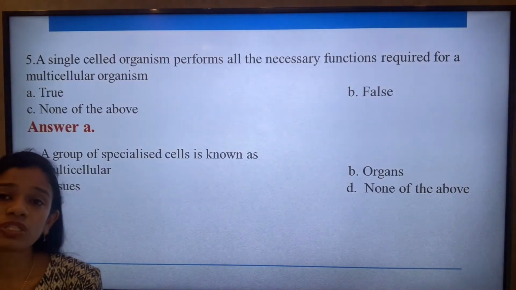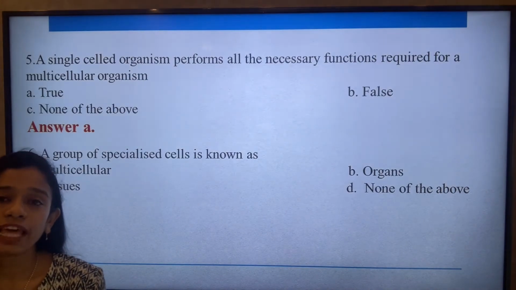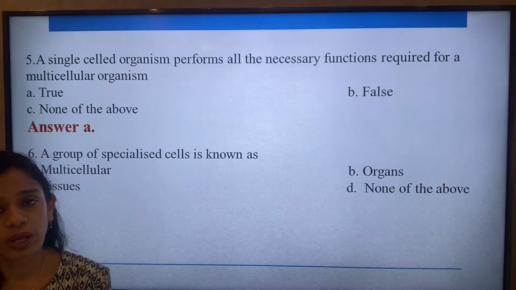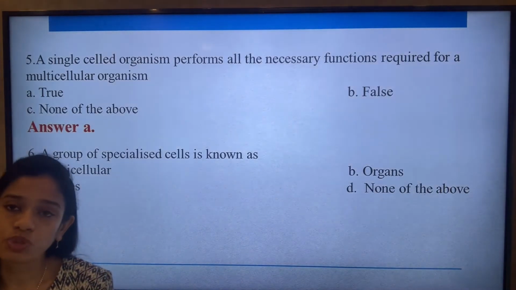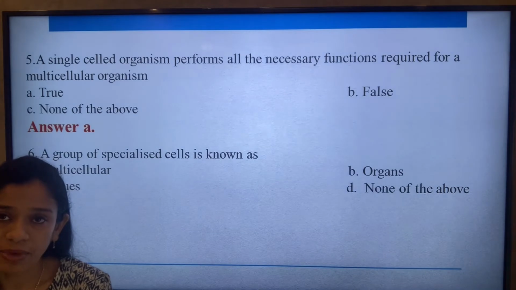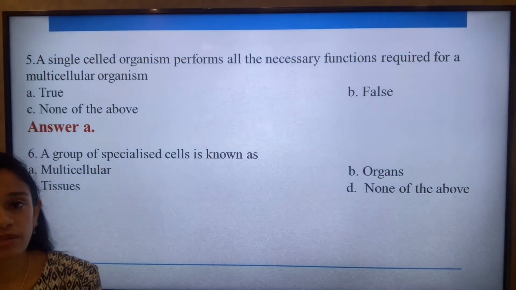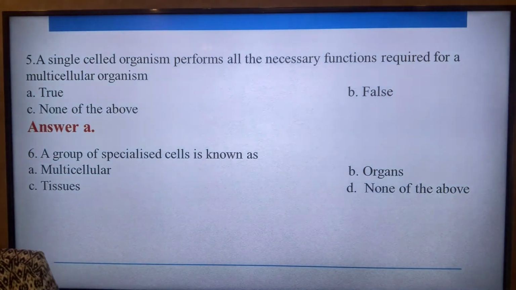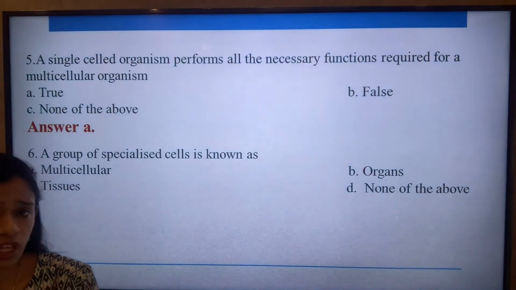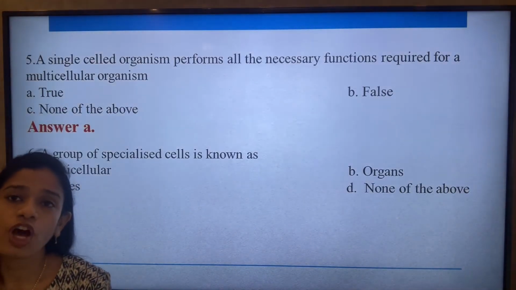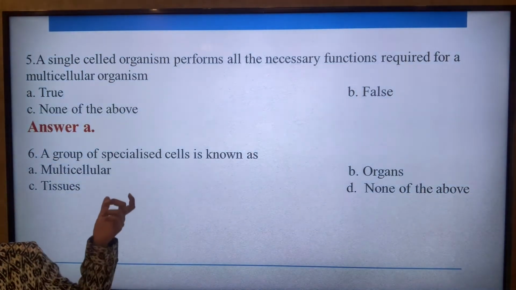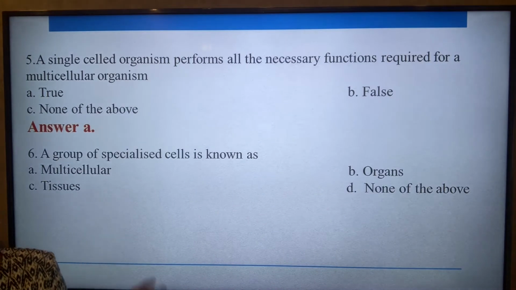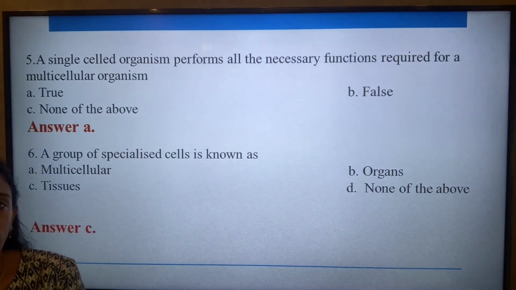Now these tissues come together and form an organ. When several tissues come together, they form an organ. When several organs come together, they form an organ system. And when many such organ systems come together, they are known as the organism. So this is the hierarchy from the cells to the organism. So specialized cells that come together are known as tissues, or answer C. Let's move on to the next question.